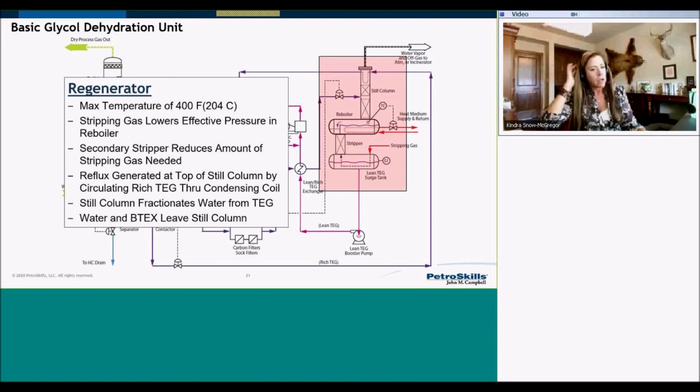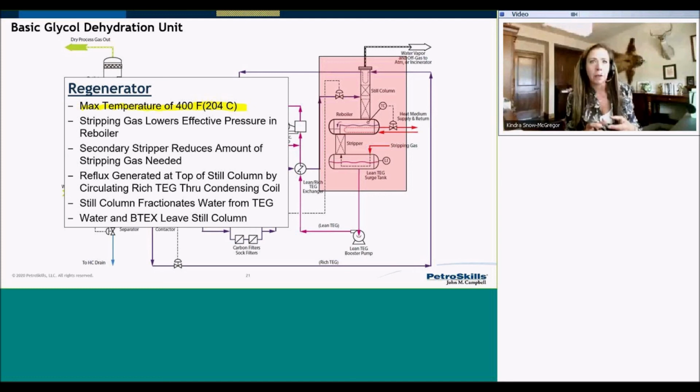All right, so now notice here's my regenerator. All right, this is where I'm going to regenerate my TEG, and you can see here is my maximum temperature. All right, so my max temperature is 400 Fahrenheit or 204 degrees C. My degradation temperature, all right, the temperature that starts thermally breaking down my solvent is 403 or 206 Celsius.